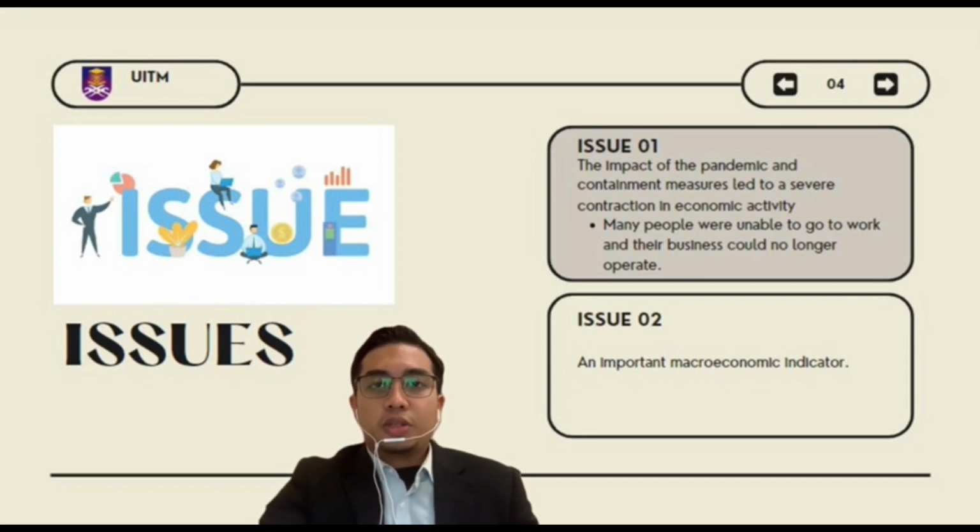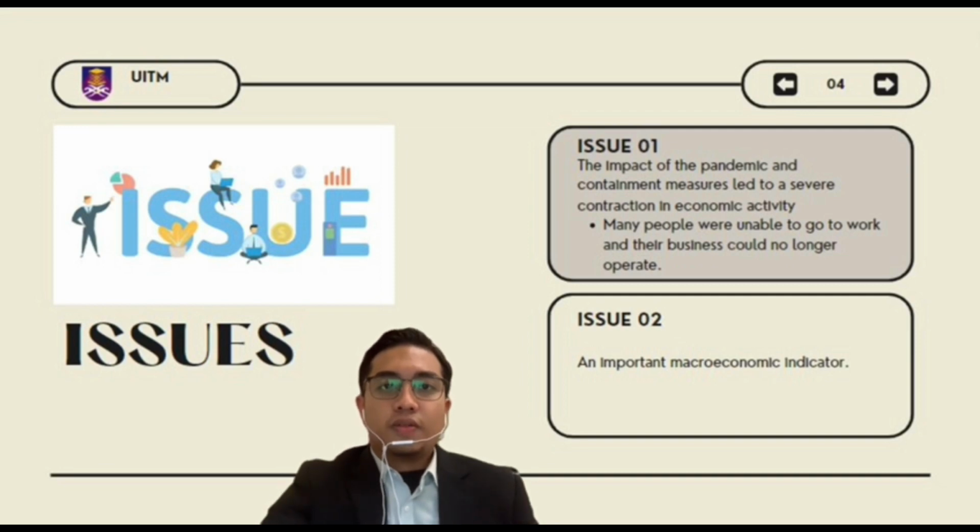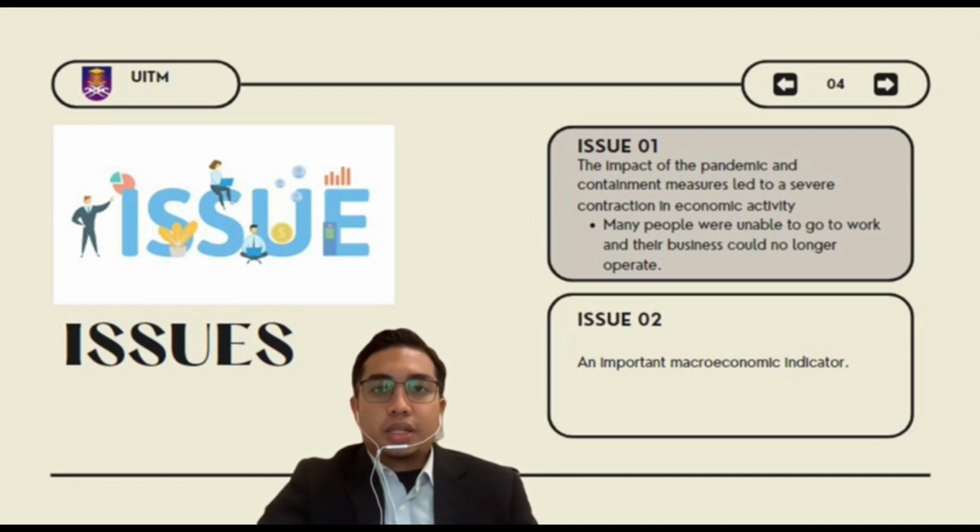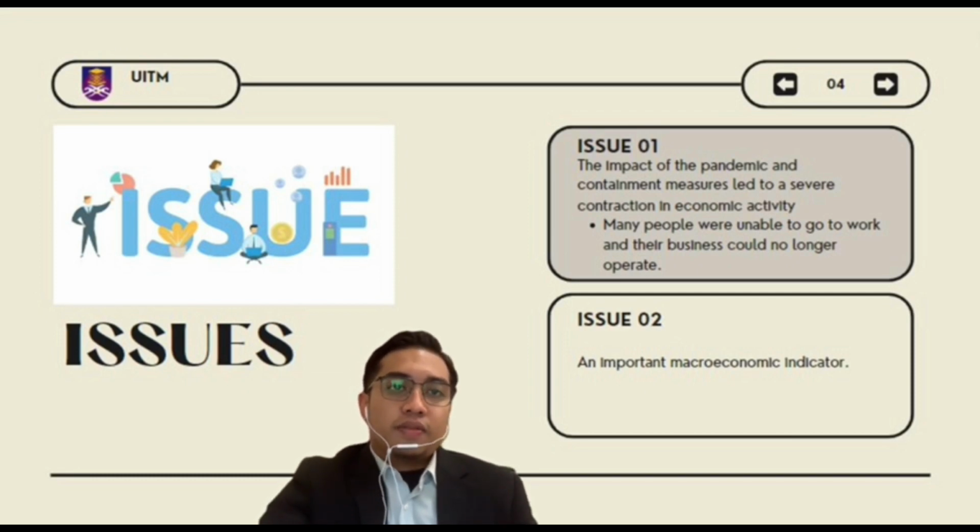I will be explaining issue number 1 first, which is the impact of the pandemic and containment measures that led to a severe contraction in economic activity, where many people are unable to go to work and businesses could no longer operate. Basically, the COVID-19 pandemic has had a significant impact on the global economy, causing a severe contraction in economic activity. The primary reason for this contraction is the implementation of containment measures to slow down the spread of the virus. One of the main containment measures imposed by governments around the world was the implementation of lockdown and stay-at-home orders. This measure aimed to limit social interaction and reduce the transmission of the virus.